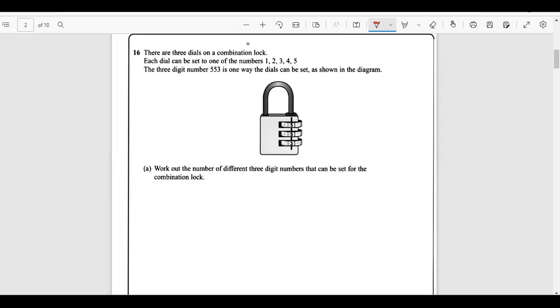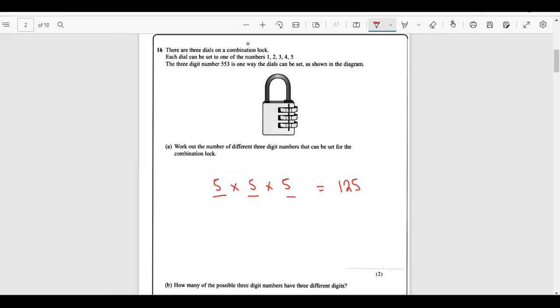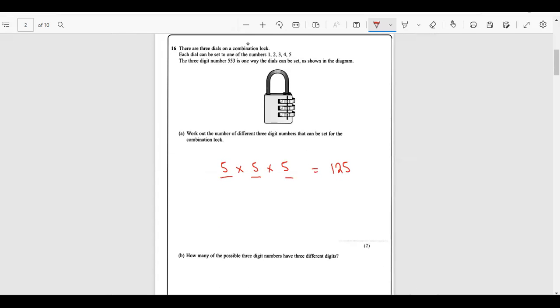Very well done, excellent. So we have 3 dashes. So you can do it this way, 5 into 5 into 5, and that would give you 125. Very well done. So this time around, you could use any number for any dash. And then if you have a restriction of this type, how many of the possible 3-digit numbers have 3 different digits? So how would this change?